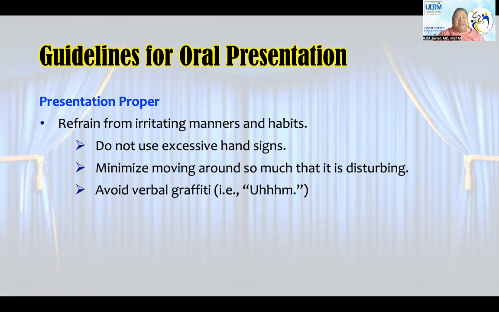Avoid verbal graffiti. This is something that is very difficult to do. Even the most eloquent speakers sometimes would have these verbal graffitis. "The... ano nga ba yun? By the way, ano nga ba yun?" Or "um," sometimes we would have the repeated "basically, basically." The mannerism or the repeated "um" words could be distracting.